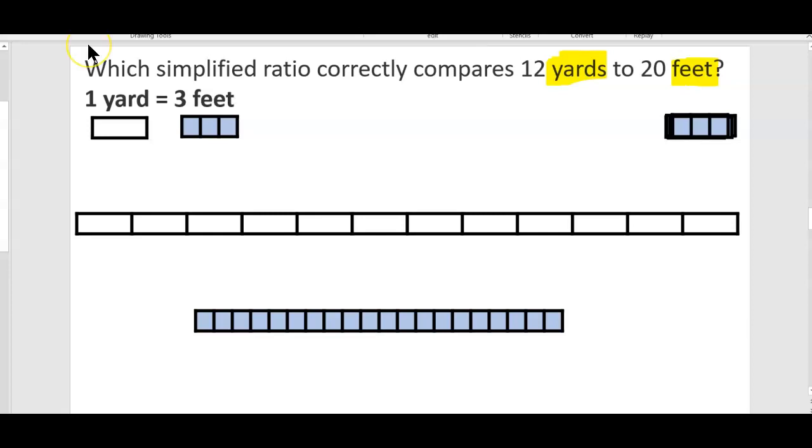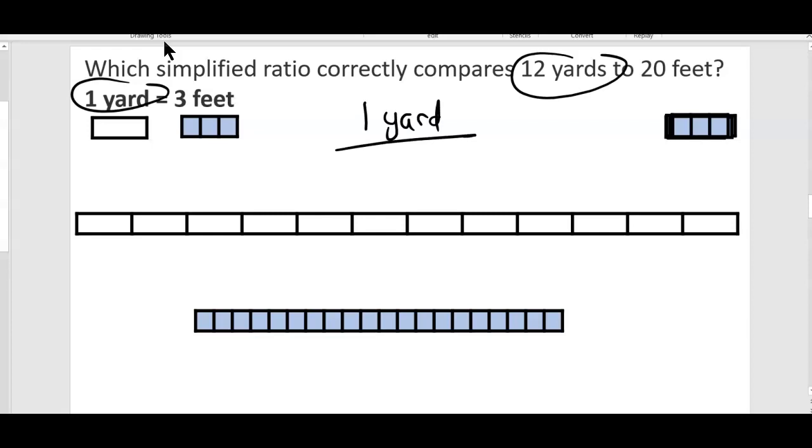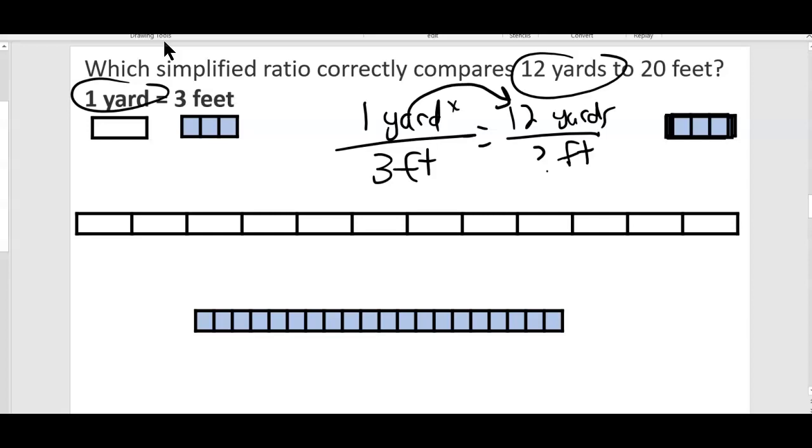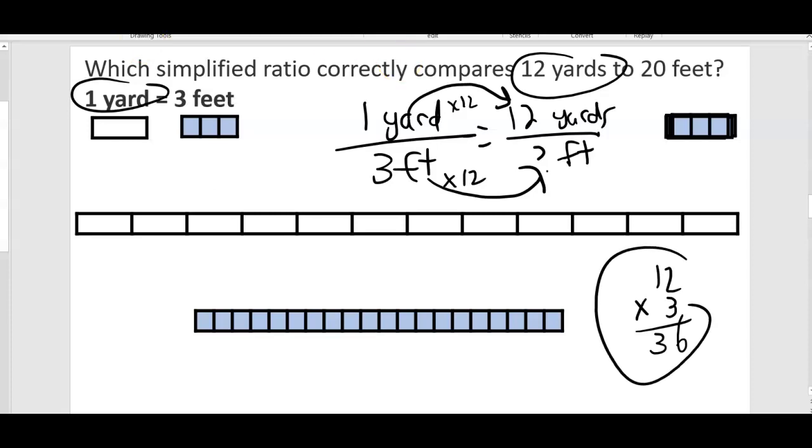Okay, so we know that 1 yard equals 3 feet. We don't have 1 yard. We have 12 yards. 1 yard is the same thing as 3 feet. But we don't have 1 yard. We have 12 yards. So we want to know how many feet is that. Oh, so how do you go from 1 to 12? Multiply by 12. How do you go from 3 to this? We'll multiply the 3 by 12. Oh, and 12 times 3 is 36. See it right here? So let's put 36 here, 36 feet.